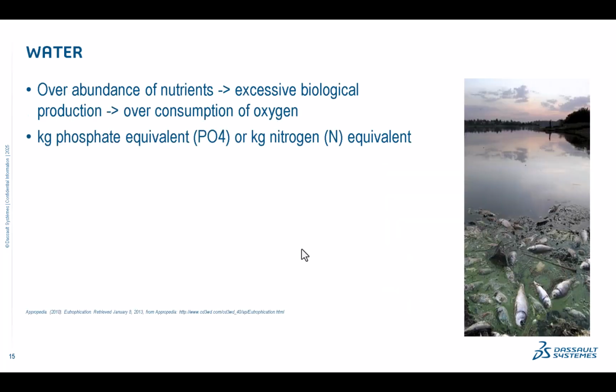Another environmental damage category is water eutrophication. An overabundance of nutrients deposited in waterways and streams and lakes through industrial processes results in excessive biological production that basically consumes the oxygen in the waterway and chokes the water and makes it uninhabitable for fish. Water eutrophication is measured in kilograms of phosphate equivalent or in kilograms of nitrogen equivalent. Again, this notion of equivalency. And whether you're using phosphate equivalent or nitrogen equivalent depends on your LCA calculation methodology. We'll go into that a bit later on in this presentation.